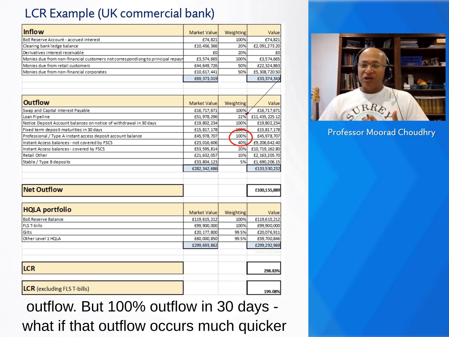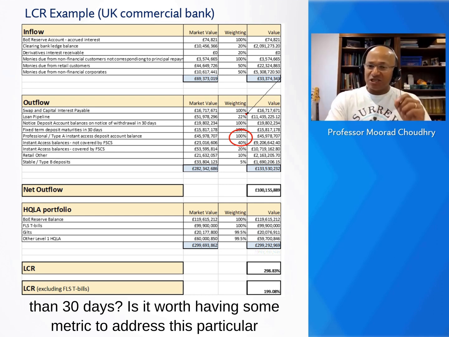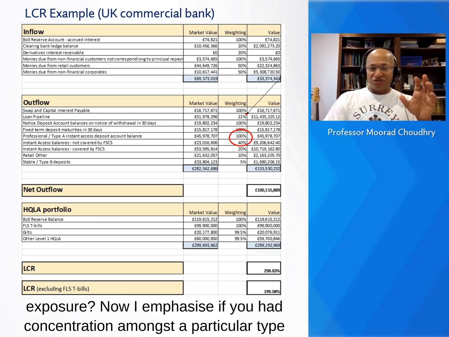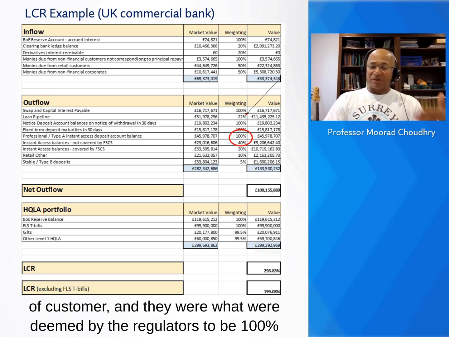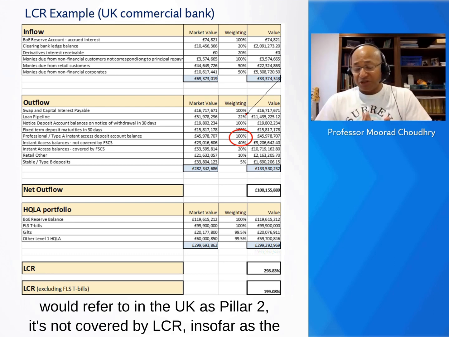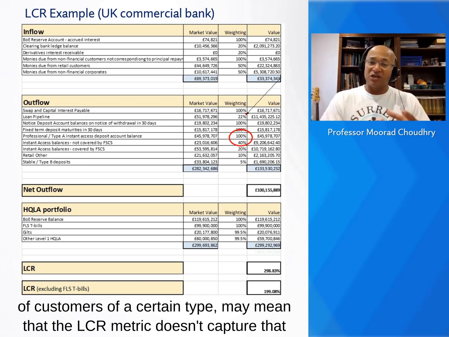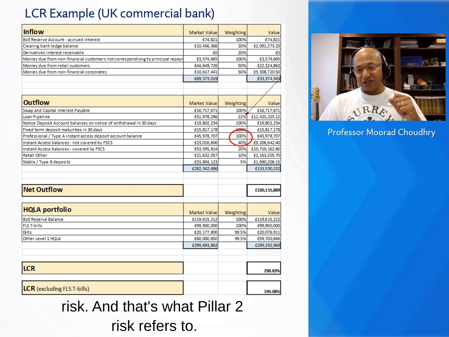What if that outflow occurs much quicker than 30 days? Is it worth having some metric to address this particular exposure? Now, I emphasize, if you had concentration amongst a particular type of customer, and they were what were deemed by the regulators to be 100% outflow depositors, then that is a particular risk exposure that, again, we would refer to in the UK as Pillar 2. It's not covered by LCR. Insofar as it's the concentration risk associated with having lots of customers or a majority of customers of a certain type, it may mean that the LCR metric doesn't capture that risk, and that's what Pillar 2 risk refers to.